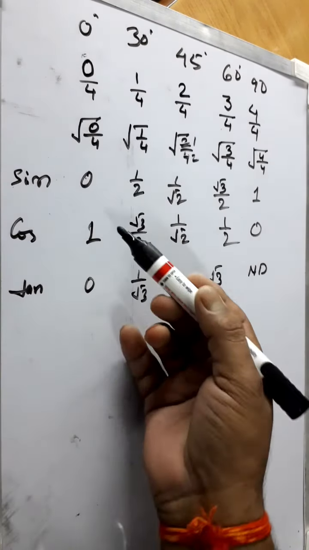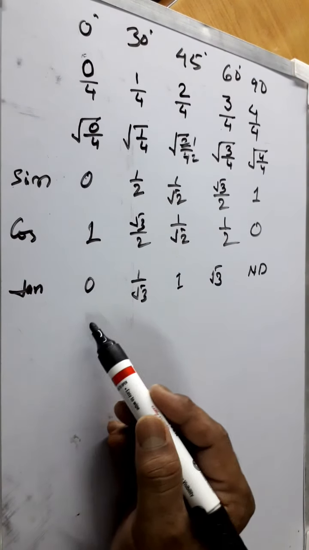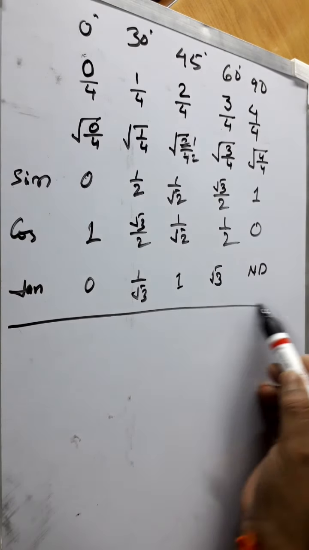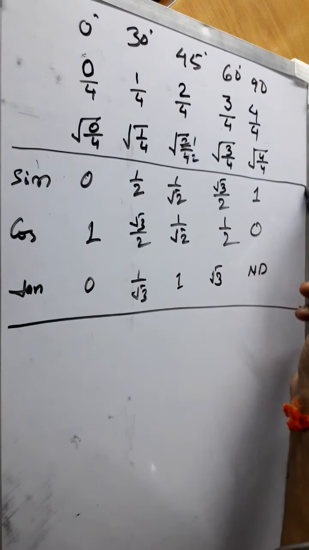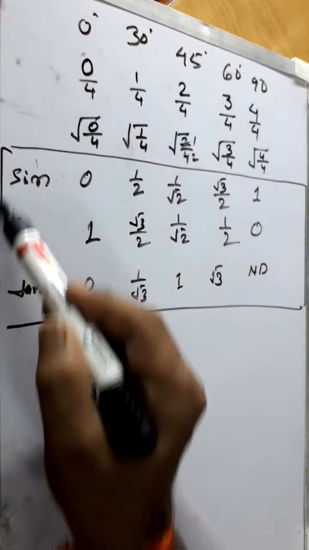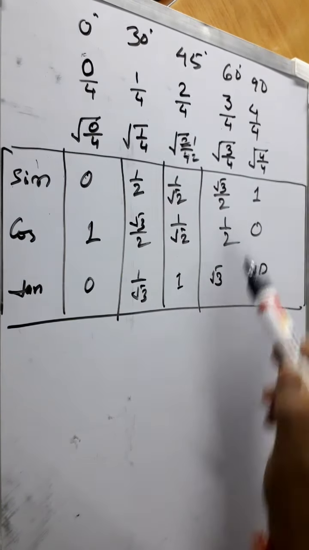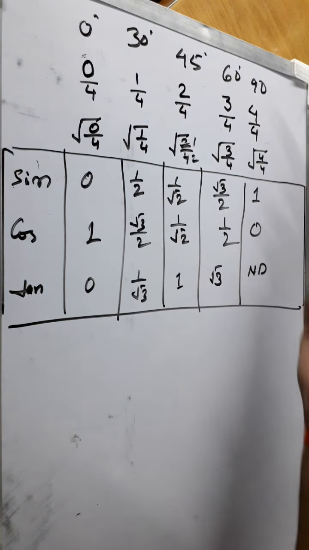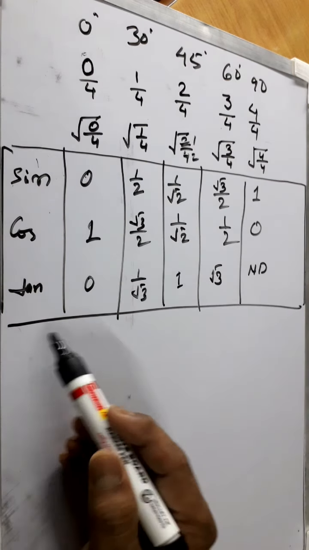Now we can find the reciprocal of sine, cos and tan, then we will get the values of cosec 0, cosec 30, cosec 45 and so on. In this way, we can form a table of trigonometric ratios for some angles: 0 degree, 30 degree, 45 degree, 60 degree and 90 degree. Now we are going to use these values for solving some questions.